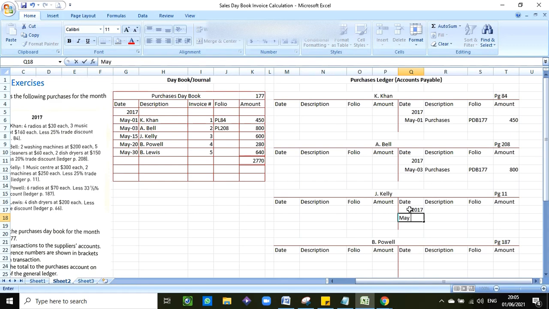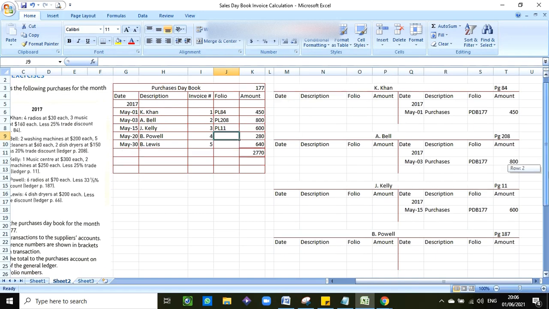May 15, it's still purchases, folio PDB, page number it's still 177, so that does not change. The amount $600. So we need a folio here again. Same pattern. It's a purchase ledger, so we say PL. Page number for the purchases ledger is page 11, so PL 11.